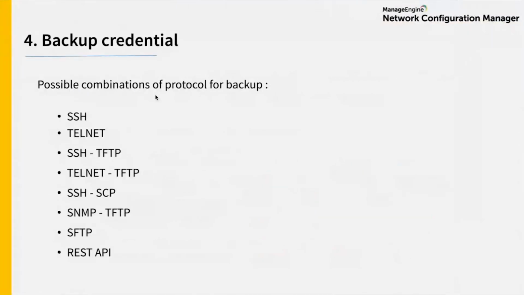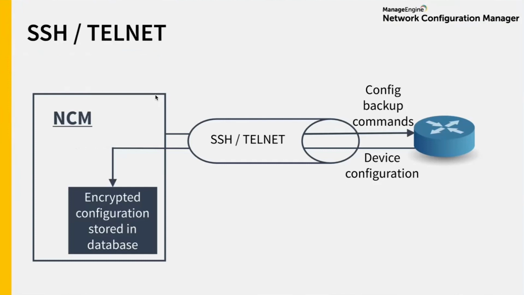So next we'll move on to credentials. The possible protocol combinations for backup credentials include SSH Telnet, SSH TFTP, Telnet TFTP, SSH SCP, SNMP TFTP, SFTP, and finally REST API. Here's a quick example of the SSH Telnet protocol in Network Configuration Manager. First, NCM will establish a communication between itself and the device. It will send configuration backup commands via SSH to the device. The device will in turn send the device configuration using Telnet, and it will be encrypted and stored in the database. So this is about SSH and Telnet.